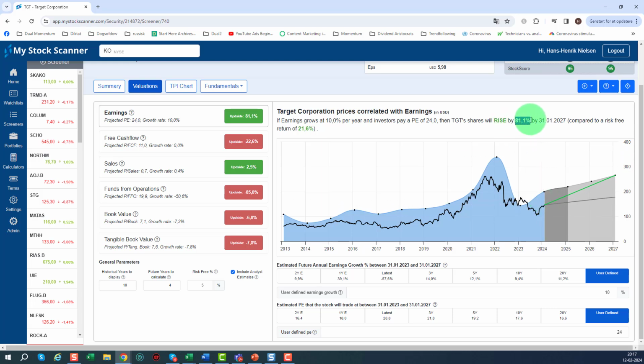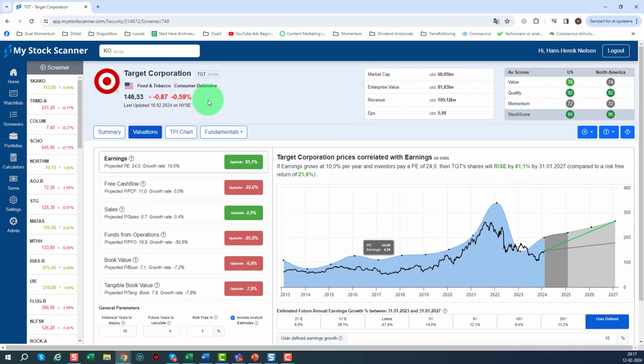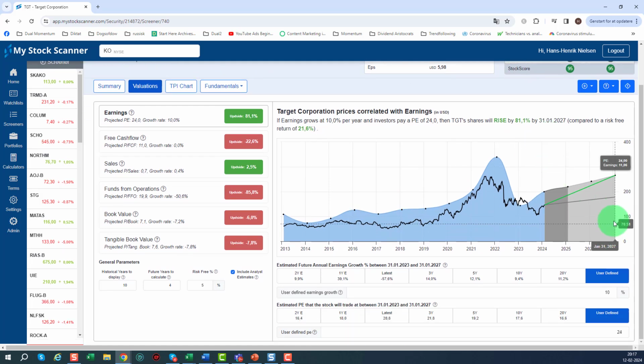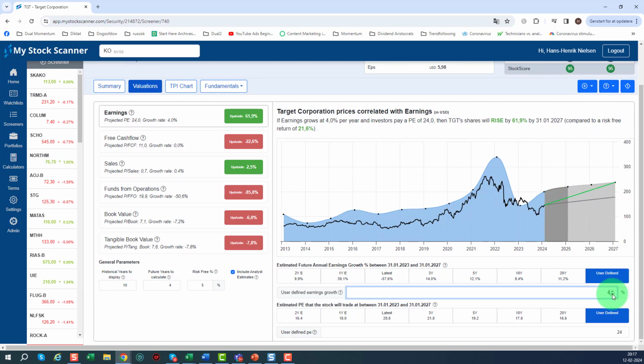So you will get a price increase of 81.1%. Now that is not too bad, especially not for a big consumer defensive stock like Target. But what do we know about the future? Well, not much actually. Let's try and bump the growth down and say, what if in the later part of this period they end up with 0 in profit growth? Well, then we get 49.7%.